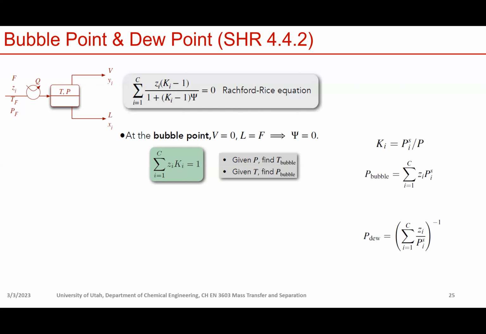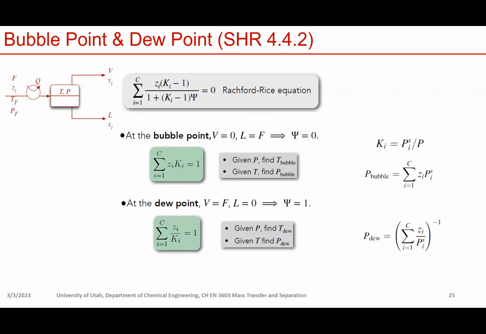And for the case in which we use Raoult's law to correlate the K value with the pressure, you can just plug it into this equation. You will get the bubble point pressure to be the summation of Zi multiplied by the saturation pressure, right?